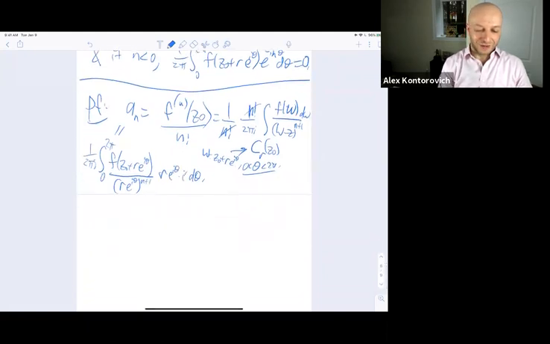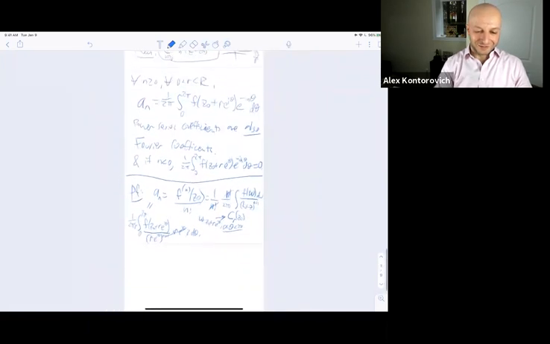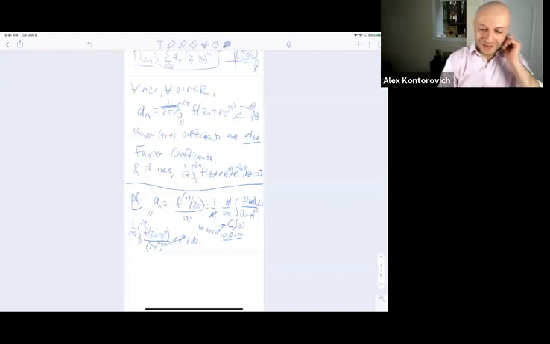And the i cancels that i, r e to the i theta cancels one of these. And let's look at our formula. And notice that I missed a factor of r to the n in the denominator. Because now we have exactly what we wanted. There's a 1 over 2 pi. There's an r to the n. There's f of z0 plus r e to the i theta, and e to the minus i n theta, d theta.